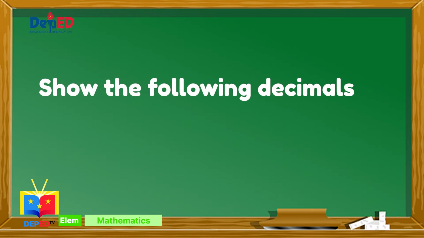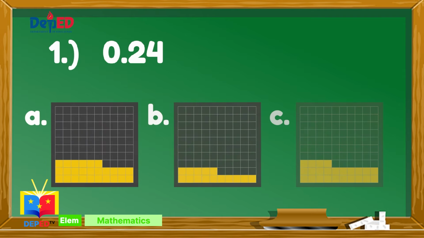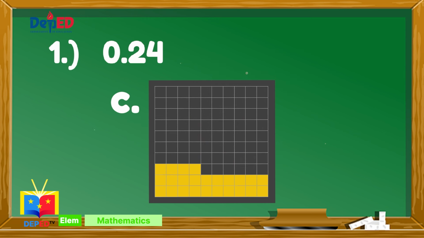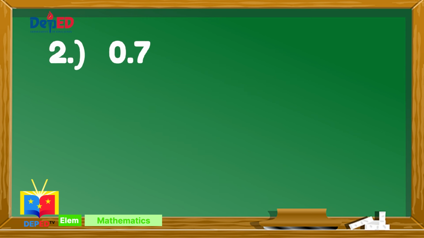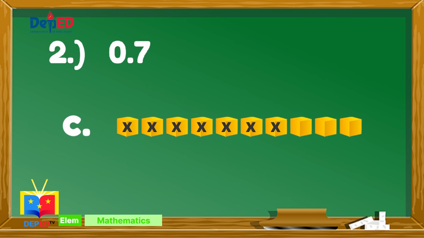Ready, Mathdali buddies? Aba, syempre po! Show the following decimals using grids. Number 1, 24 hundredths. If your answer is letter C, you got it right! Number 2, 7 tenths. Letter C, you are correct!